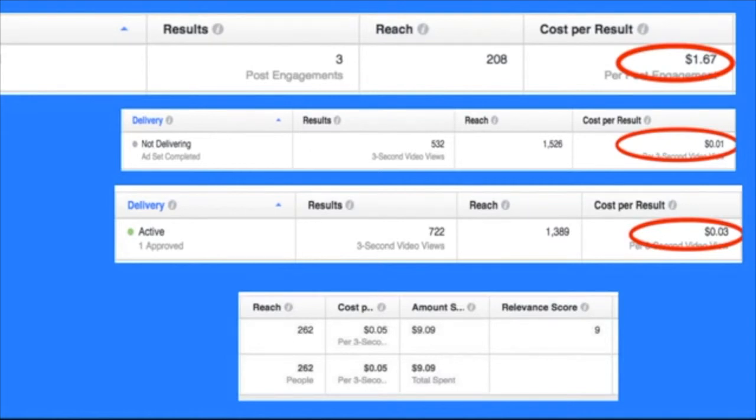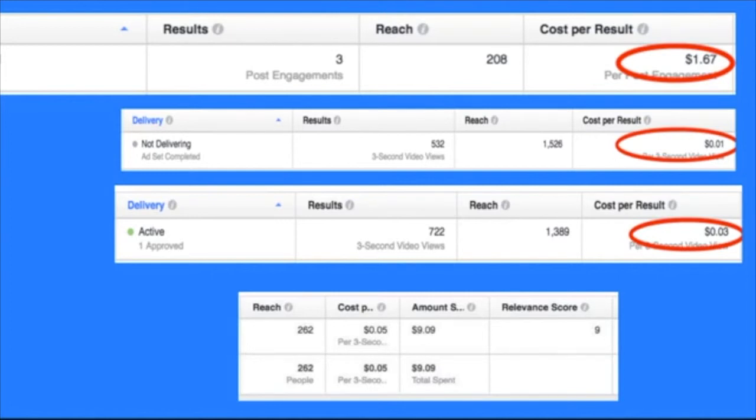$1.67, reach of 208. This one here, reach of 1,526, 1 cent. Reach of 1,389, 3 cents. And there we go, relevancy score 9 showing at the bottom there. These were two exactly the same audience. Okay, so way to look at this is actually, well, the 3 cent one had the most number of conversions. Okay, it actually, I made almost 300% ROI on that one.